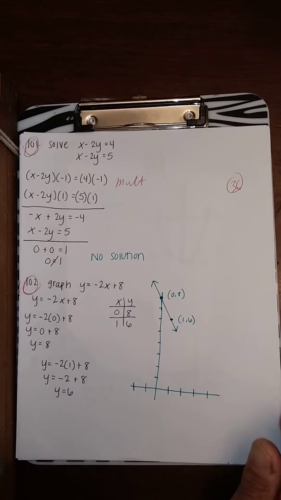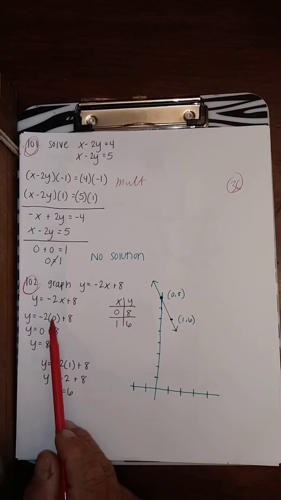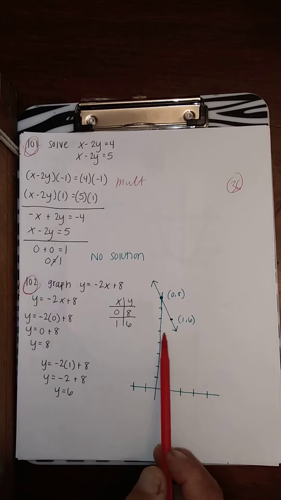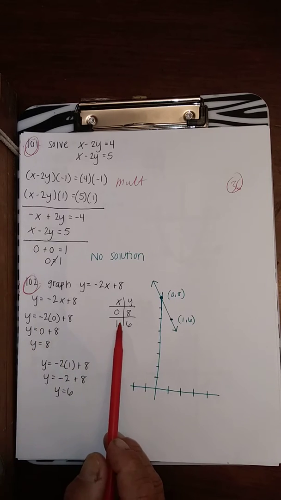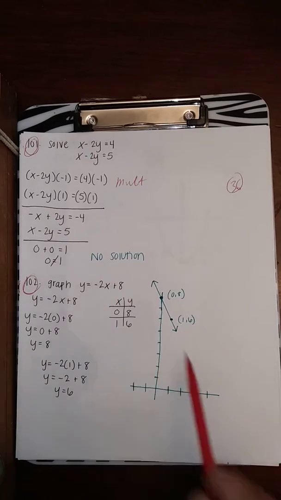This one says graph. So let's get two numbers. Put 0. 2 times 0 is 0. 0 plus 8 is 8. So (0, 8) is one spot. Put a 1 in there. Negative 2 times 1 is negative 2, plus 8 is 6. So there it is, and connect the dots.